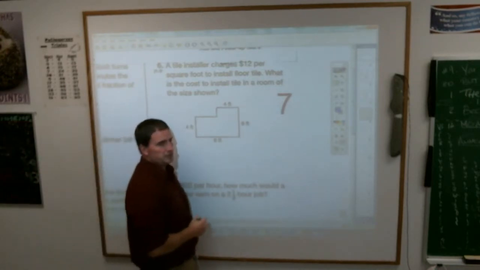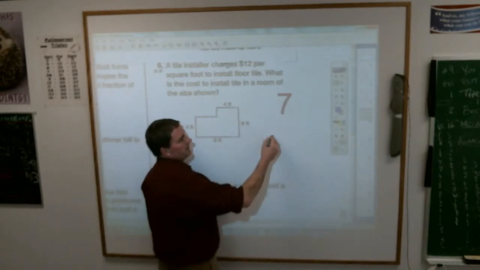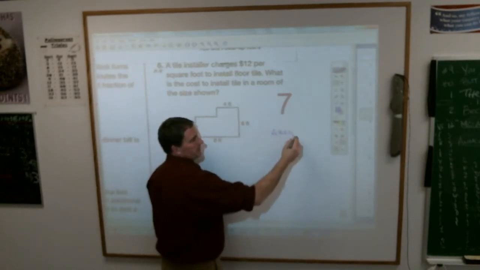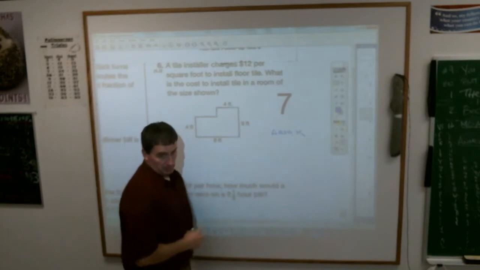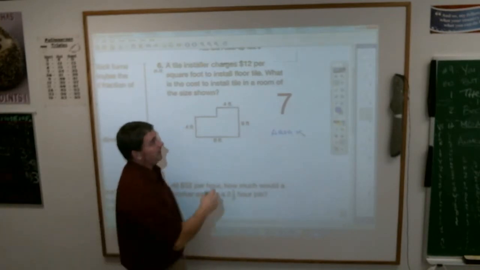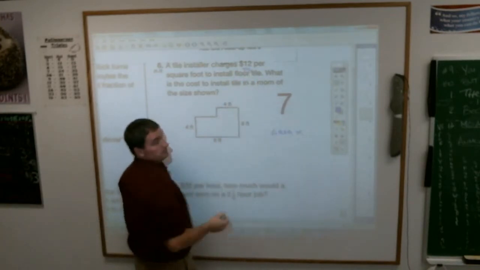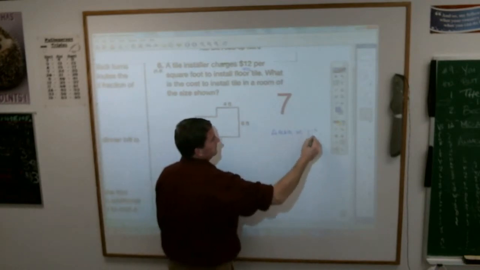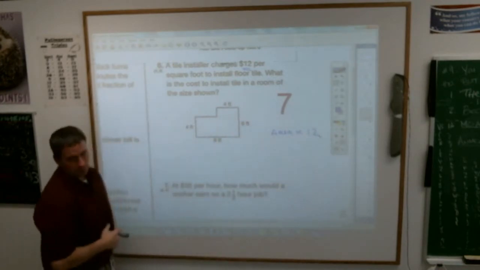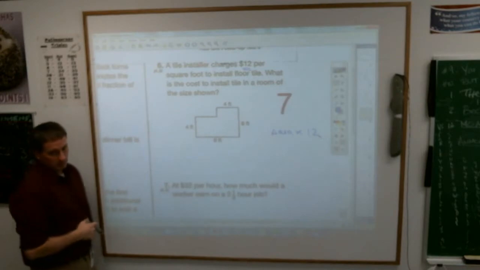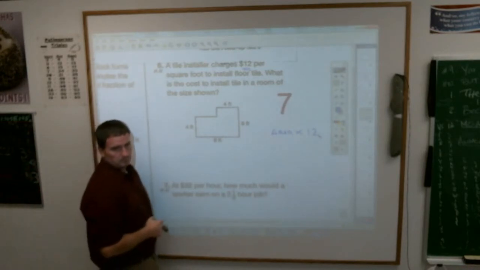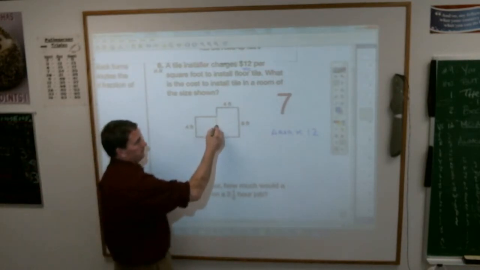So basically, Madison, you need to do what? You need to find the area, which is how many square tiles, and multiply that by how much each square tile costs. $12. So how did you cut the shape? Did you cut the shape? Yeah. Up and down or sideways? So you did this, right?